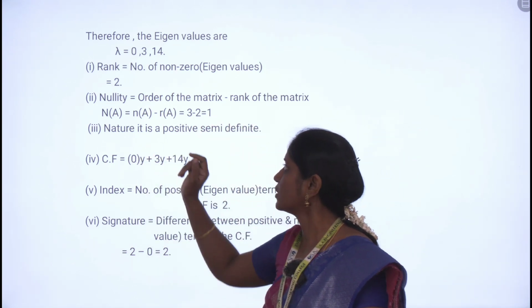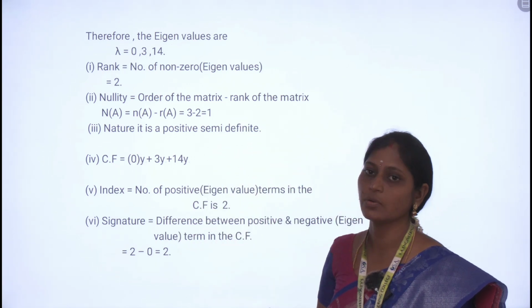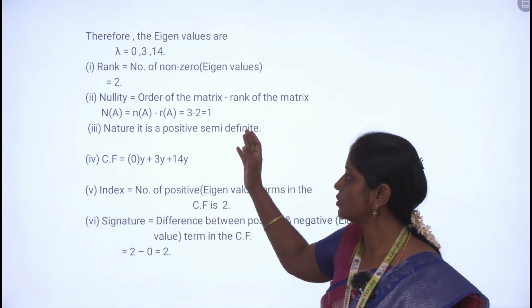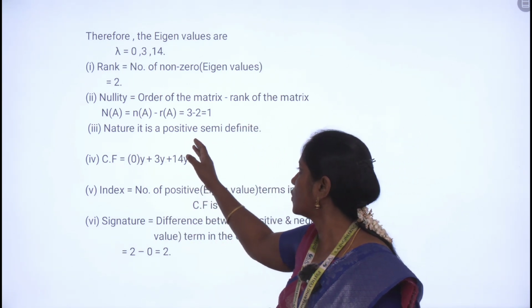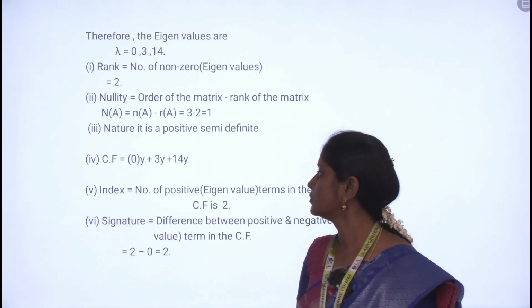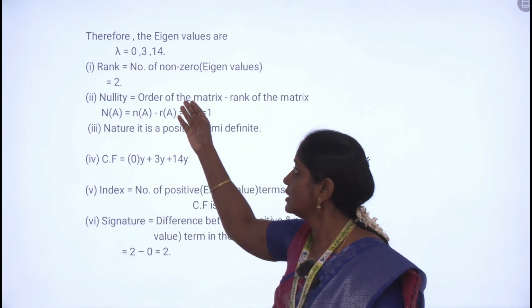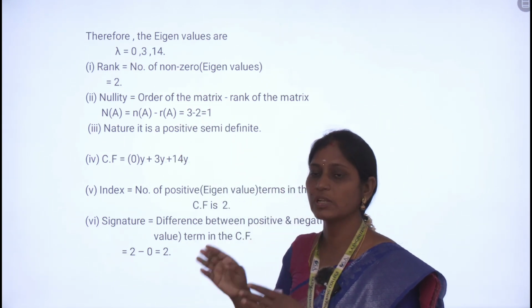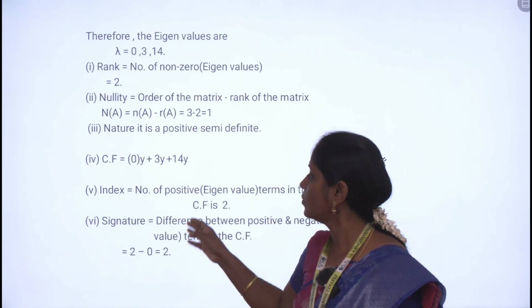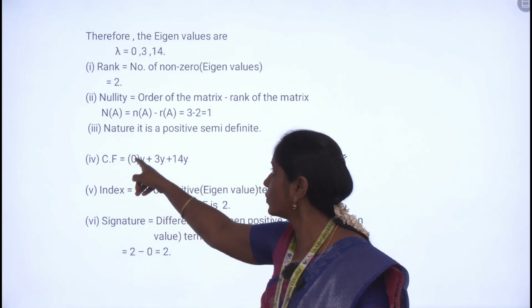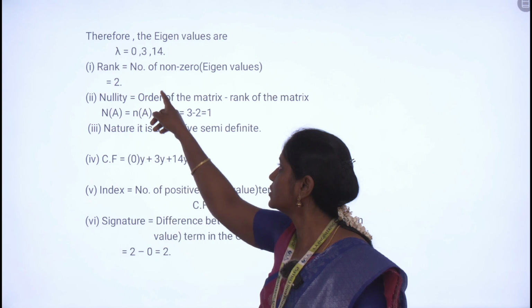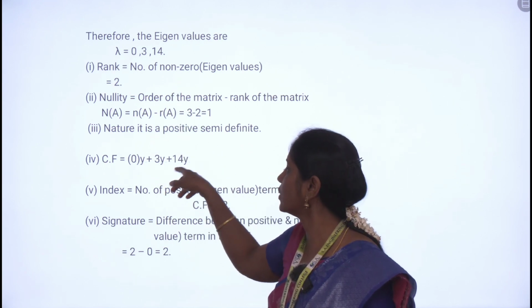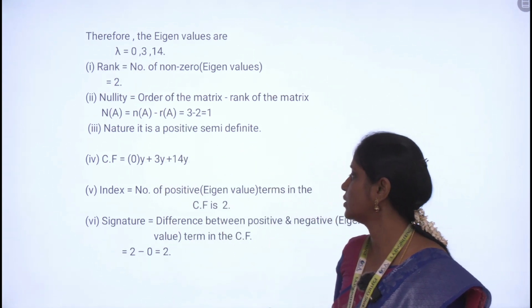Next, nature. Here one of the terms is 0 and the remaining terms are positive. Therefore, it is positive semi-definite. Next one, we already discussed the eigenvalues will be the canonical form. Therefore, the canonical form equal to 0 into y1 square plus 3 into y2 square plus 14 into y3 square.